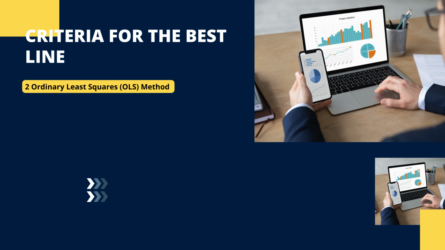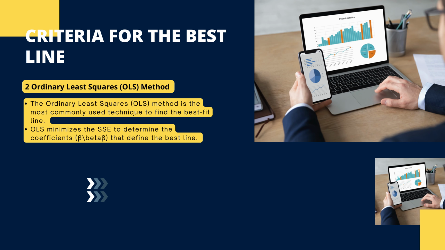2. Ordinary least squares, OLS, method. The ordinary least squares, OLS, method is the most commonly used technique to find the best fit line. OLS minimizes the SSE to determine the coefficients that define the best line.